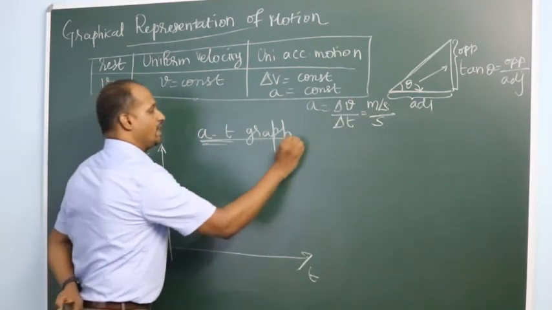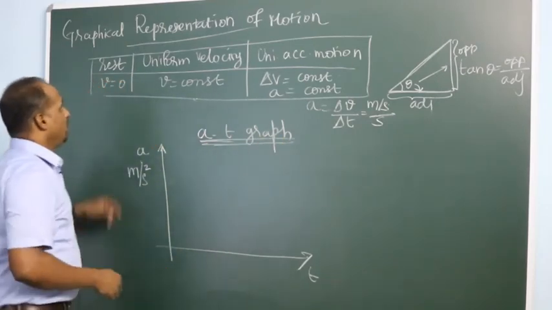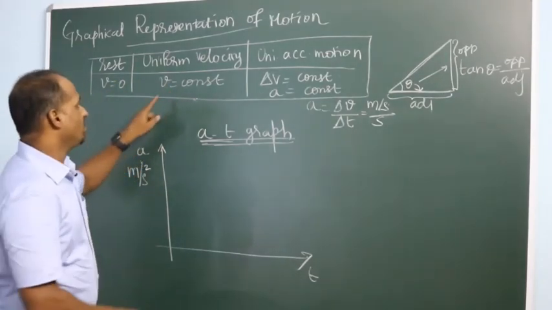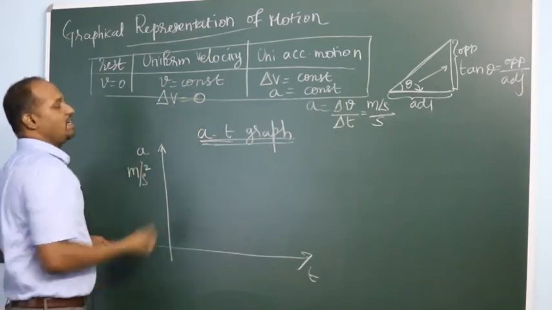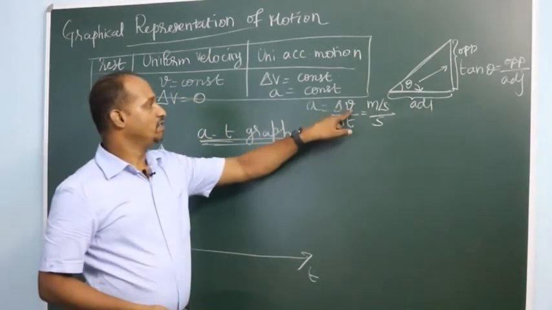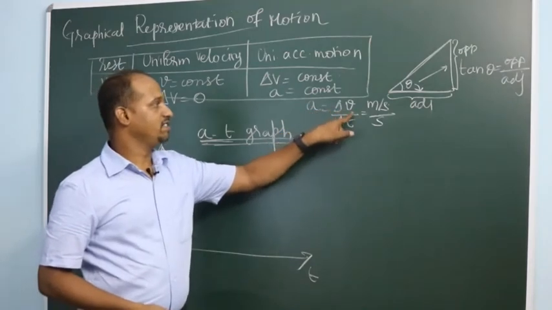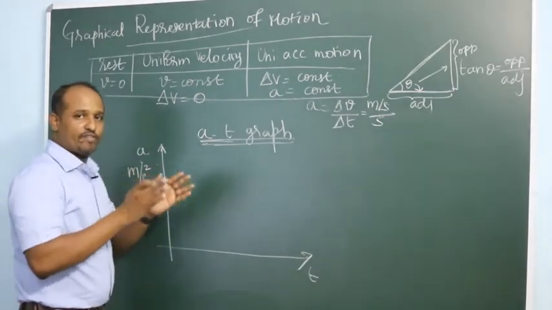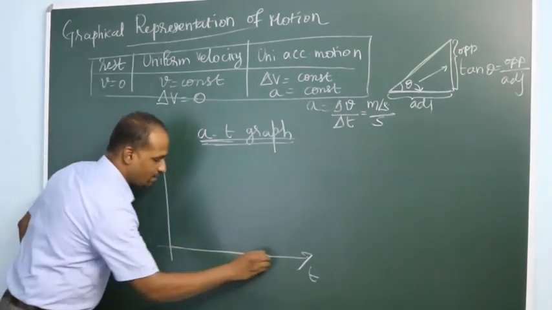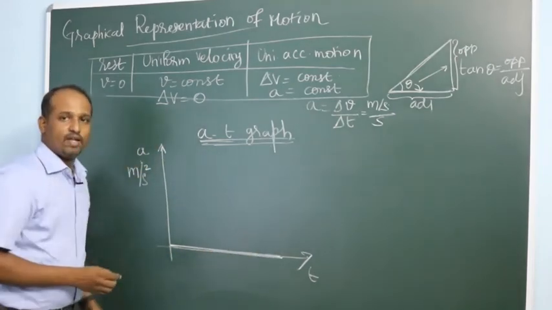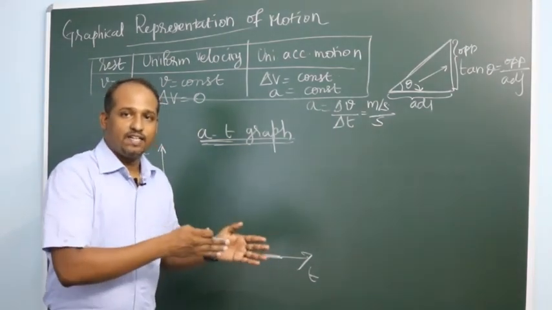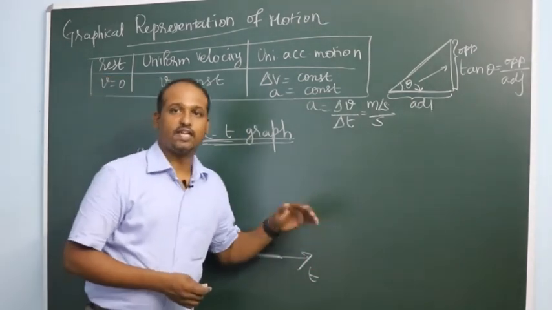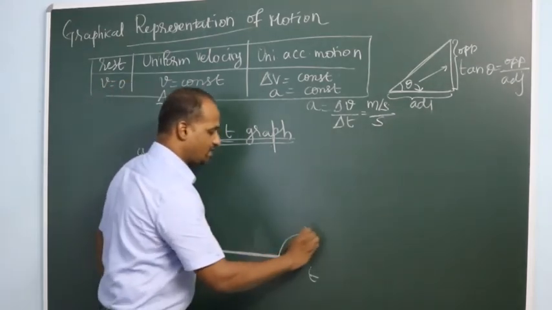So here in the acceleration time graph, within our scope, either velocity is 0, that is rest, or velocity is constant, that is uniform velocity. If velocity is constant, change in velocity is actually 0. Only if there is change in velocity, there is acceleration. If change in velocity is 0, 0 by anything becomes 0, so acceleration is 0. If an object is moving with the same velocity, then that is on the time axis. In a velocity time graph, an object at rest lies on the time axis. In an acceleration time graph, constant velocity, that is uniform velocity, lies on the time axis.